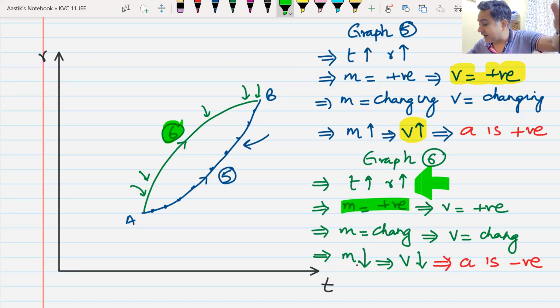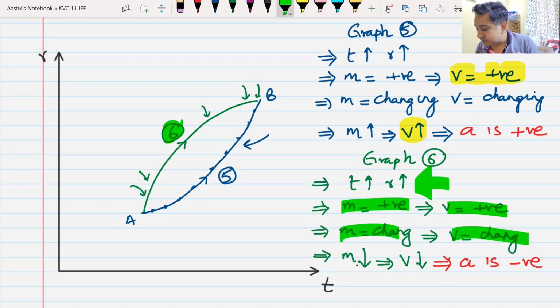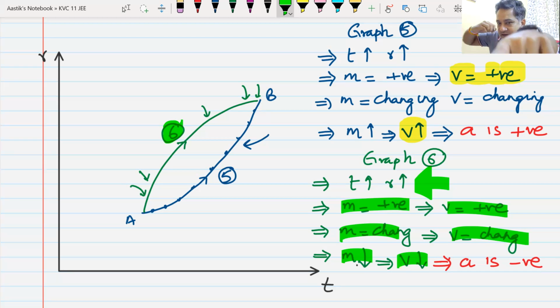Slope is positive. That means velocity is positive. Slope is changing, so velocity is changing. Now we look at whether the slope is increasing or decreasing. Is the graph getting flatter or steeper? Flatter. Well done. That means slope is decreasing, which means velocity is decreasing. Velocity is positive and it is decreasing. Therefore, acceleration must be in the opposite direction.